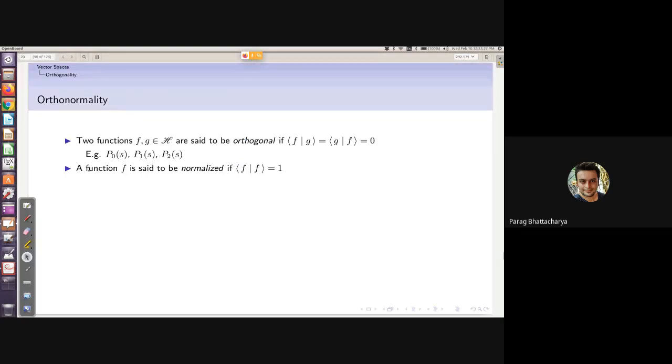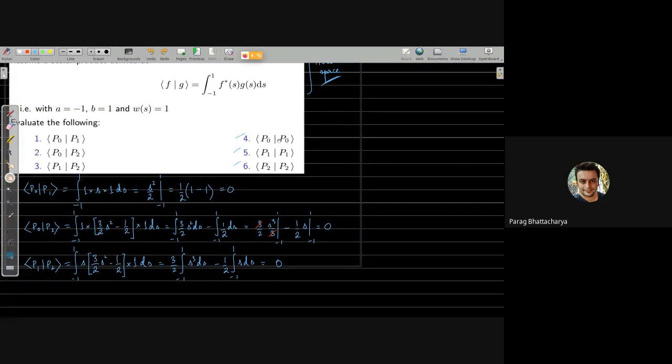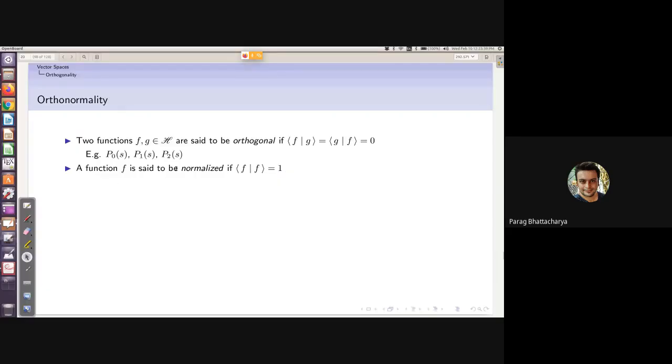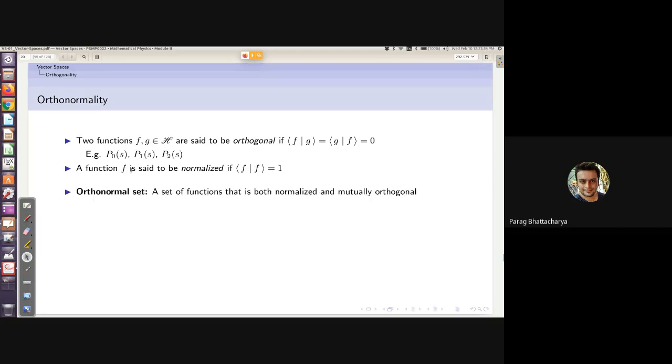Then further, there is another quality called normalized. You'll find that when you do this problem, these three are definitely not 0, but they are not 1 also. So a function f is said to be normalized if the scalar product of the function with itself is equal to 1. If you take the scalar product of the function with itself, and the value is 1, then it is said to be normalized.